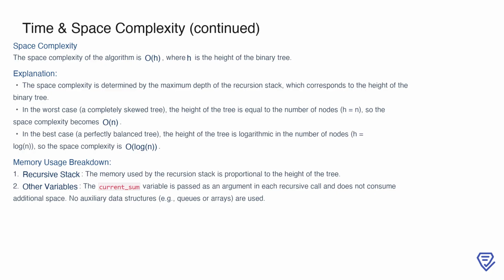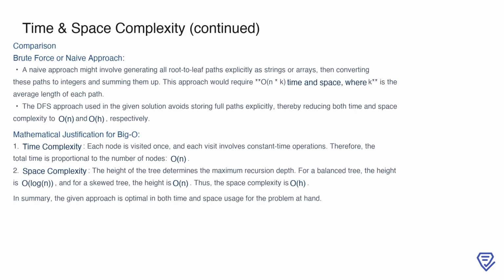Since no auxiliary data structures like arrays or queues are used, the overall space usage is minimized. Comparing this approach to a naive solution highlights its efficiency. A brute force method might generate all root-to-leaf paths explicitly, storing them as strings or arrays, then converting these paths into integers to compute the sum. This would require O(n * k) time and space, where k is the average length of each path.